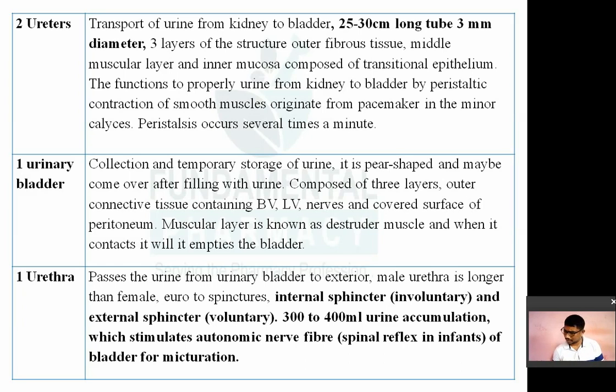Okay, now remember, 300 to 400 ml urine collection in the bladder will stimulate the autonomic nerve fibers and the spinal reflex in the infants, for micturition.